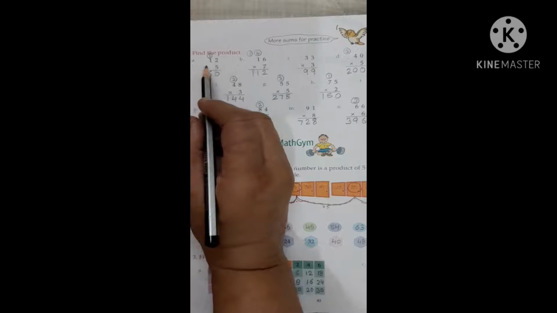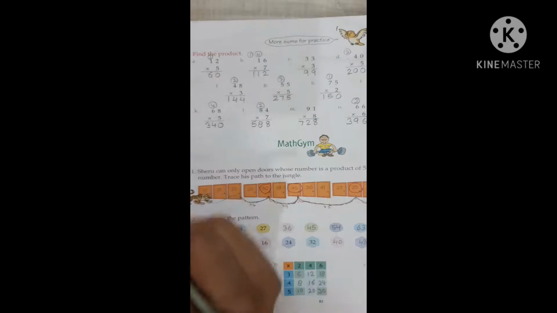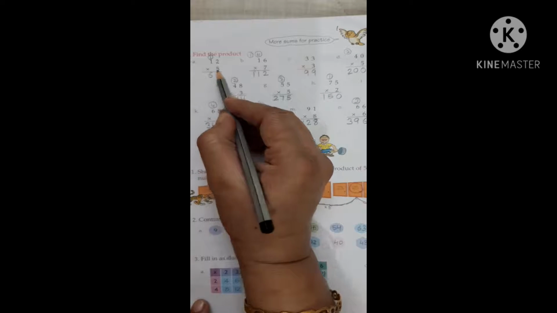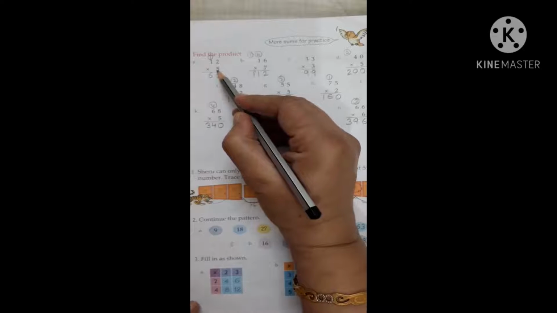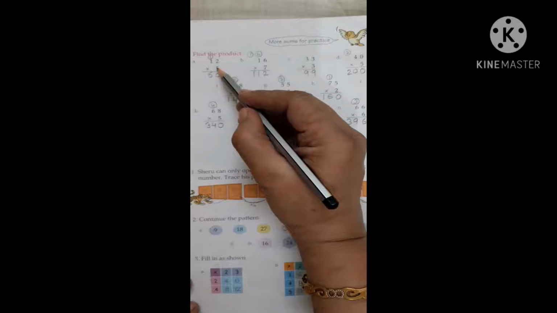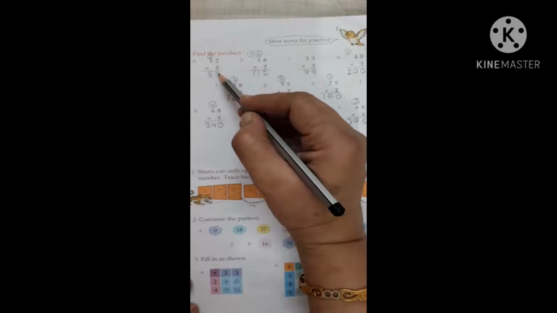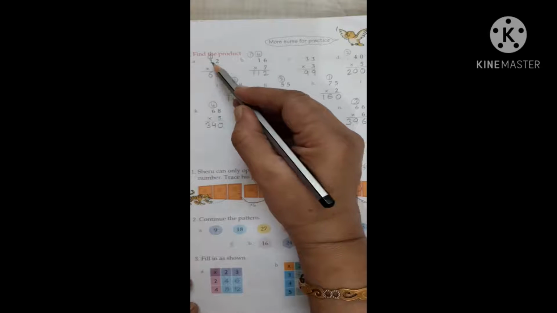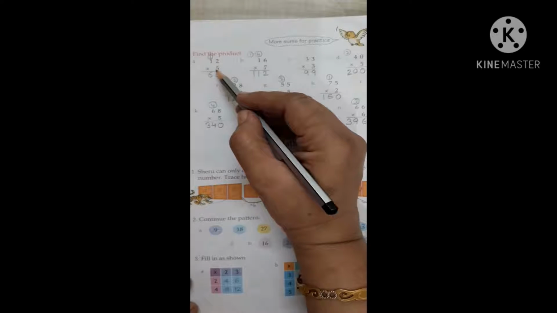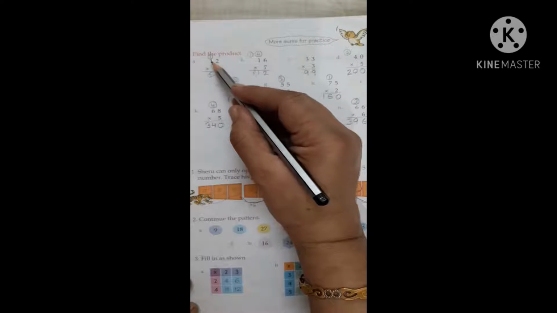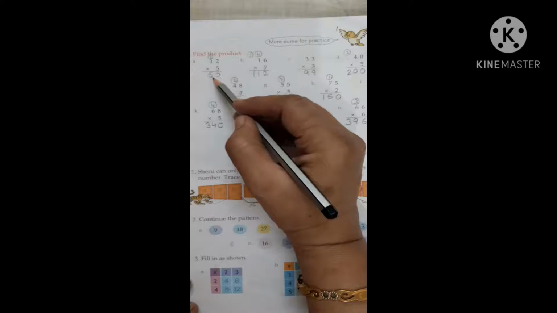Page number 82, question: find the product. A. 12 multiplied by 5. First, multiply 5 by 2, which is in ones place. 5 twos are 10. Write 0 in ones place and carry 1 to tens place. Then multiply tens value with the digit. 5 ones are 5 plus 1, 6.